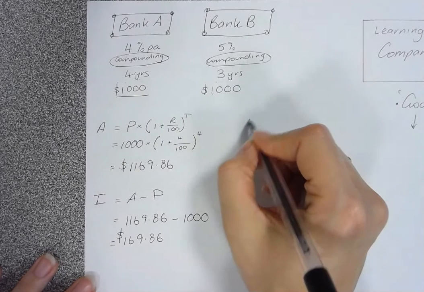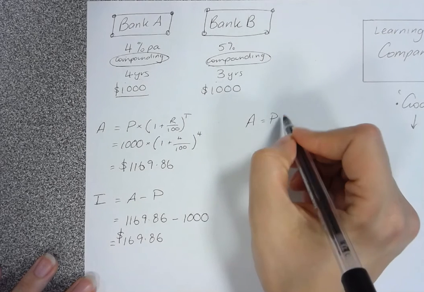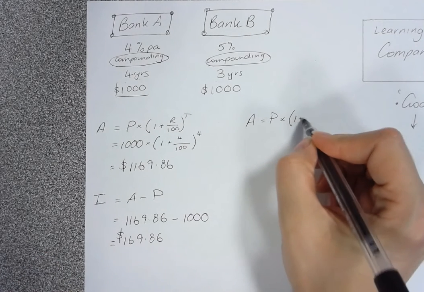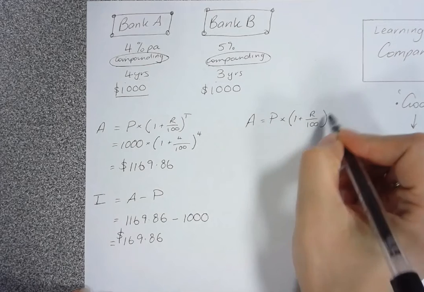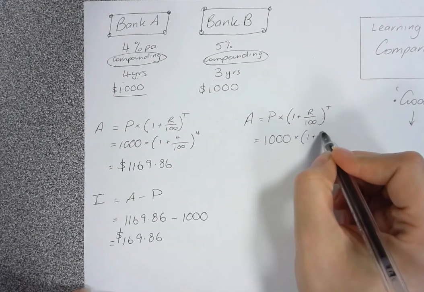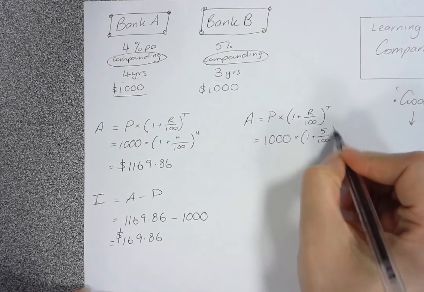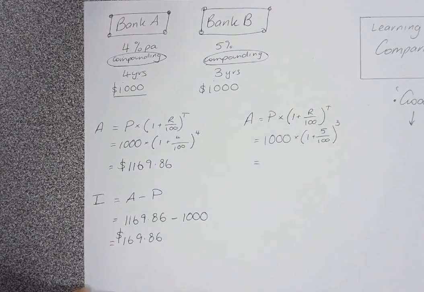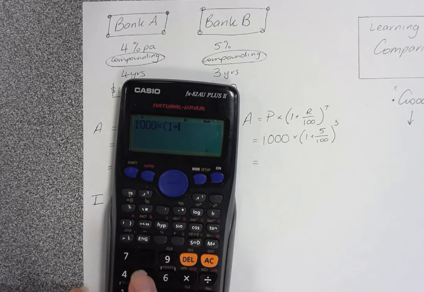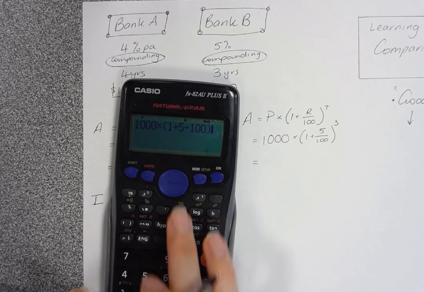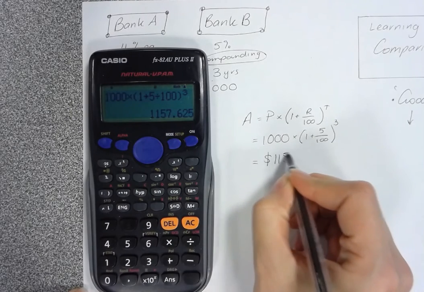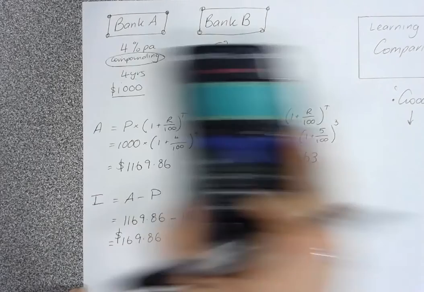Let's do Bank B now. Same idea, same formula, it's still compounding. If it was, say, a simple one, then we'd have to use a different formula. Okay, our P-value is still 1,000. It's a $1,000 loan. This time, however, our rate is 5 and our time period is 3. So let's get our calculators and do that one. 1,000 times (1 plus 5 divided by 100), all to the power of 3. And our final answer here is 1157.63. We'll round that one.